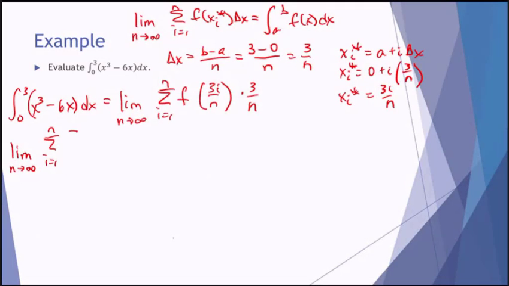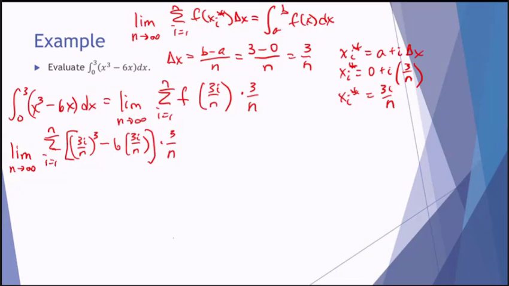So this one's going to be, instead of x cubed, I'll have (3i/n) cubed minus 6 times 3i/n. And then we're multiplying that times 3 over n. So we have the limit now set up. Now our goal is to eventually evaluate the limit, but first we need to eliminate the summation notation.